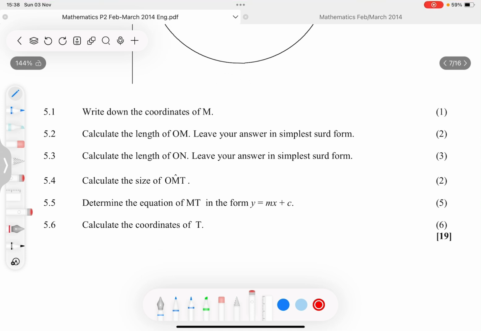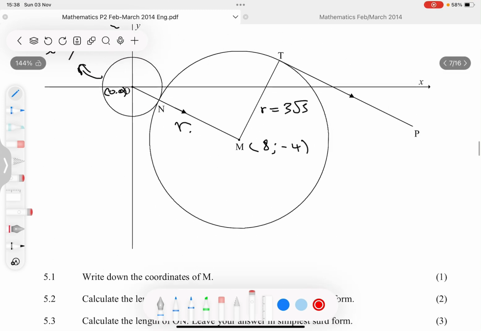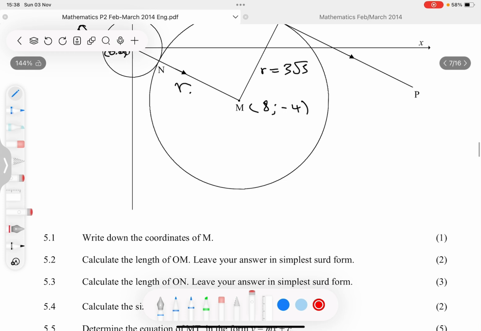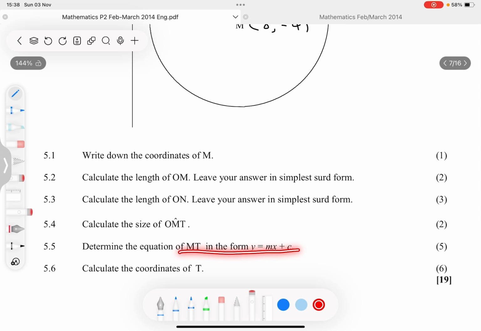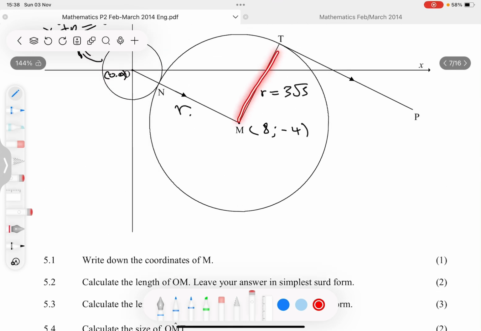question 5.6. They say calculate the coordinates of T. So T is a point where we have the tangent, right? Calculate the coordinates of T there. Now, one thing that you have to realize with this question is that you use information from the previous question to solve the questions at the bottom. One thing that you have to realize is that the line MT intersects, it cuts the circle at point T.